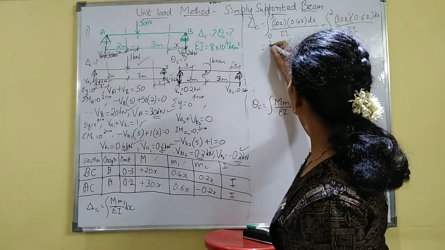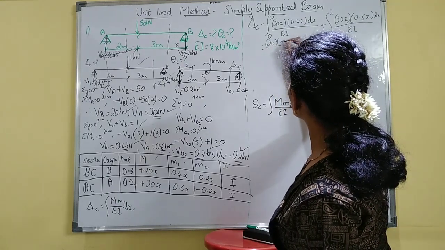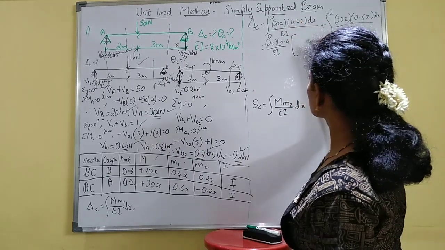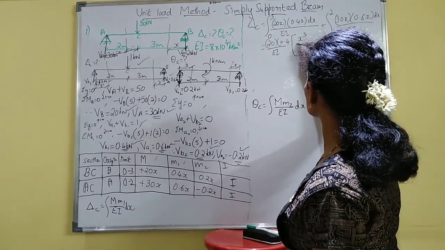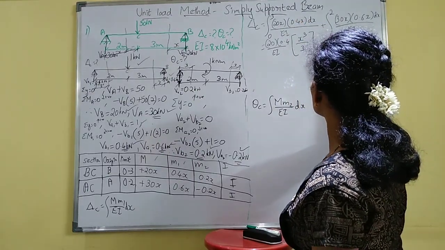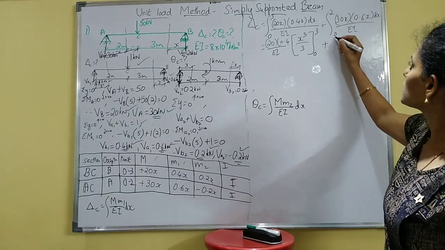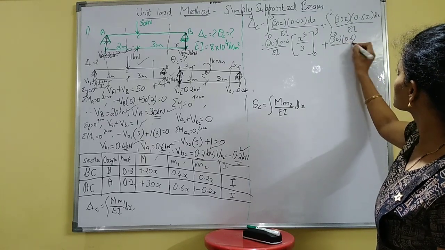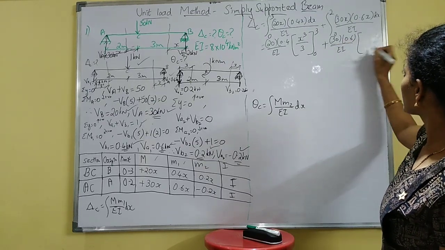Just integrate it. So 20 into 0.4, which is a constant, divided by EI. The integration of x into x is x square, so the integration of x square is x cube by 3, from 0 to 3. Similarly here you have 30 into 0.6 by EI, which is a constant. Again it is x square.